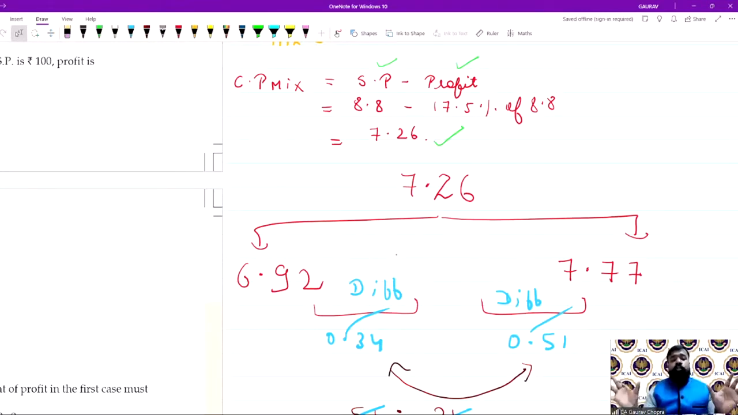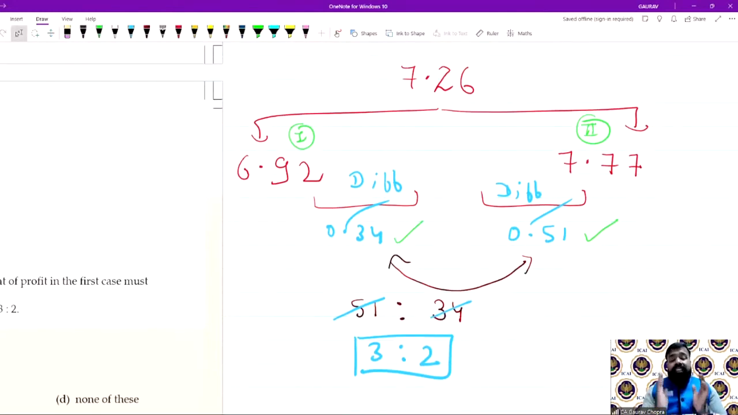Now we are having two varieties. So next step is to calculate the difference. You have to calculate the difference. So this is the first variety. And here we are having second variety. Now calculate their differences with this mixture. So we are getting 34 and 51.